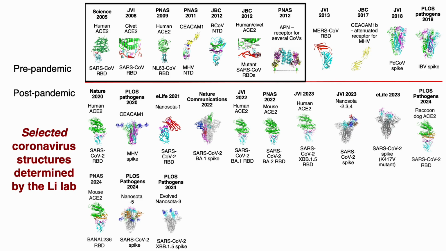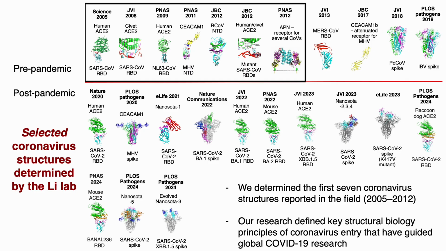In the past 2 decades or so, my lab has determined many structures of coronavirus spike proteins. In fact, we determined the first 7 structures reported in the field. By determining these structures, we established the field of structure biology of coronavirus entry and defined key structure biology principles that have guided global COVID-19 research.